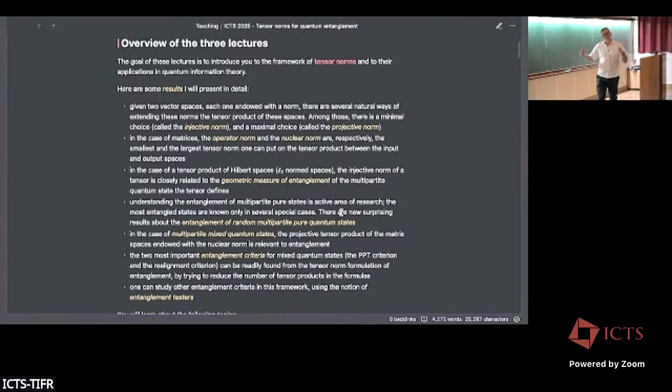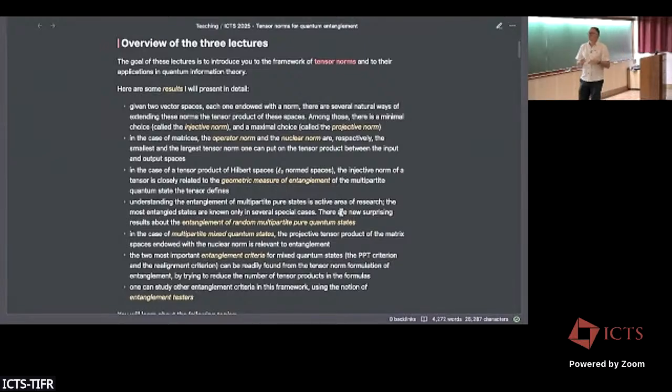So now people are trying to understand this in several directions. For instance, you can ask, what is the most entangled pure state on 7 qubits? Or you can say, I take a random quantum state on 7 qubits. What is its geometric measure of entanglement, or equivalently, the value of this injective norm? There are many people doing research around these questions. So this is for pure states.